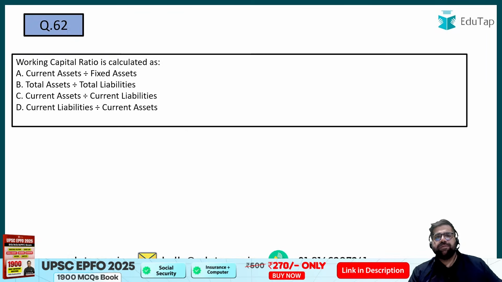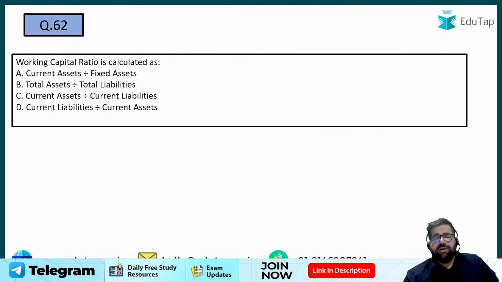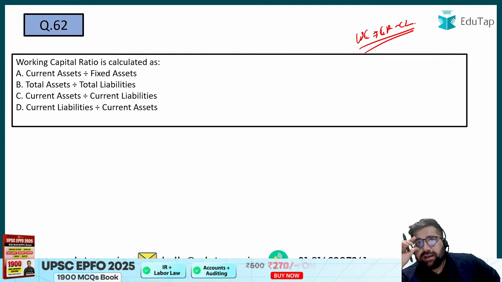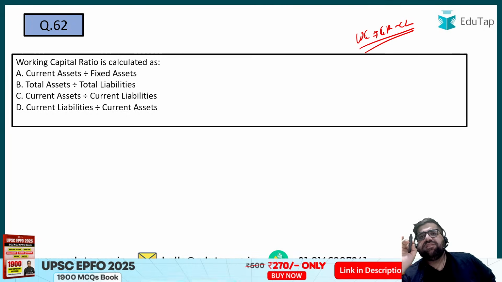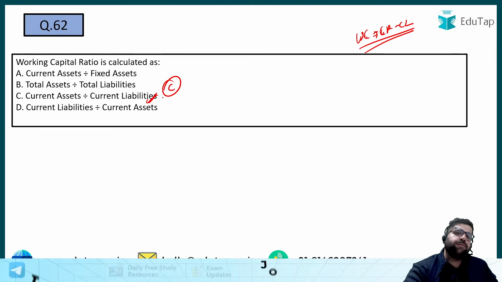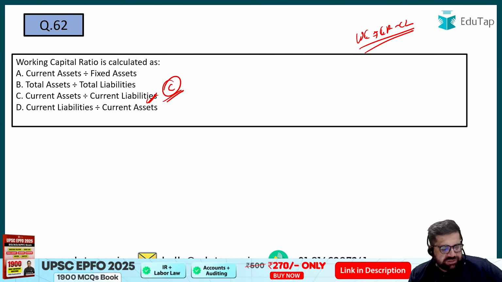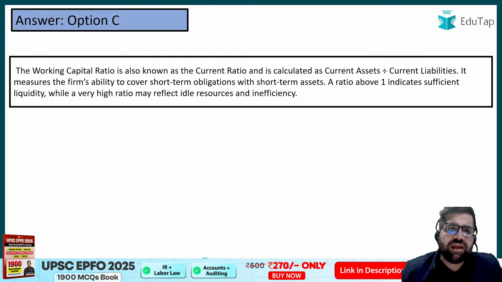Right? चलिए question number 62. Working capital ratio is calculated as what? By the way, working capital अगर कोई निकालना चाहे तो it is current assets minus your current liability. But working capital ratio पूछा है, so that will be current assets divided by current liabilities, which is my option number C. How many of you have given the right answer for 62? Let me see in the chat. Yes, the correct answer will be option number C, which is current assets divided by current liability.